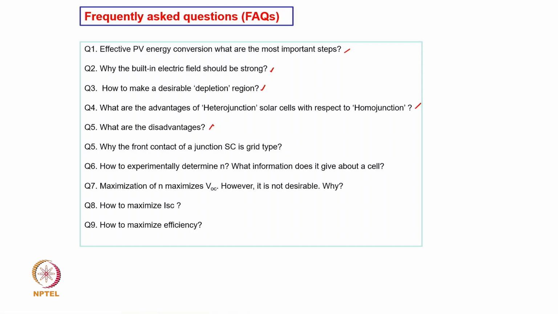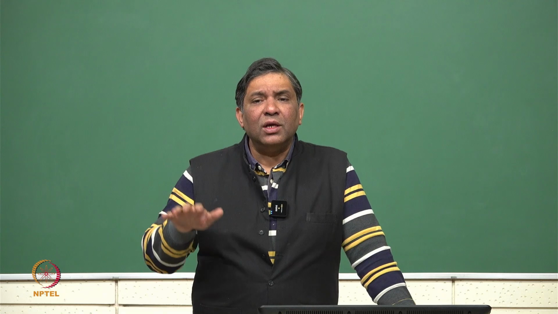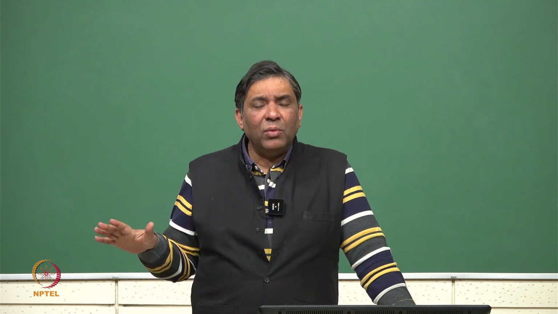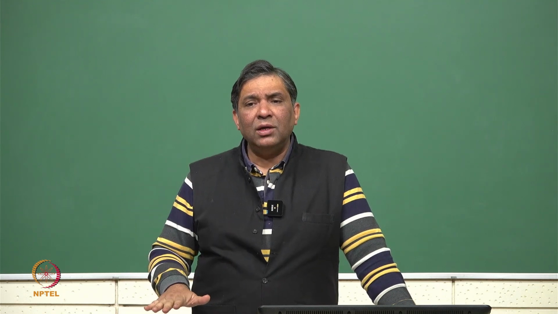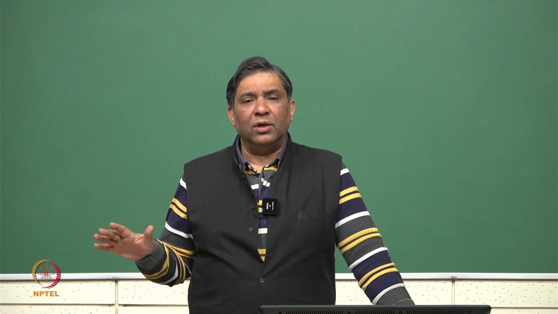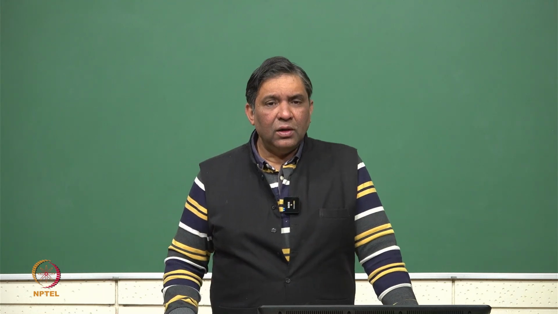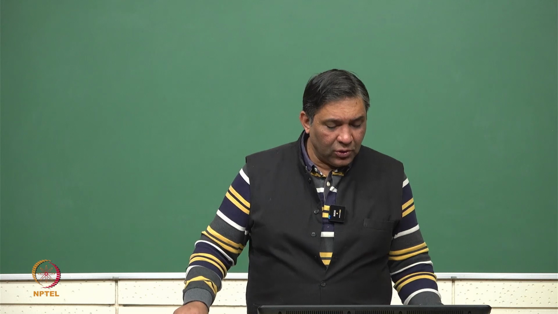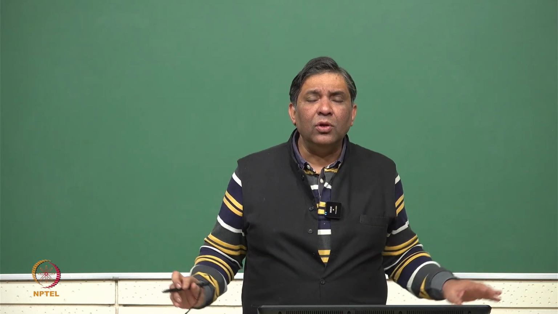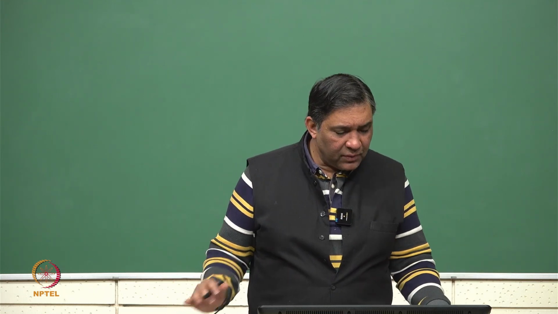Now, why the front contact of a junction solar cell is grid type, I have already discussed in the lecture, that generally it is made a gridded type, so that you get maximum illumination of light and also a good contact. Otherwise, it will be shadowed if you have a full contact of metallic layer.